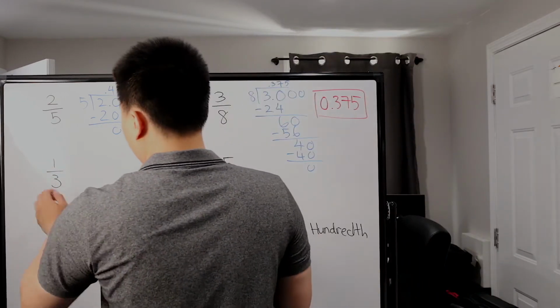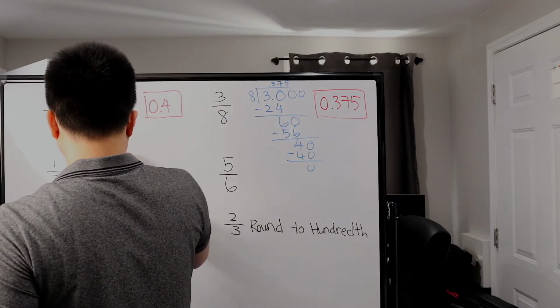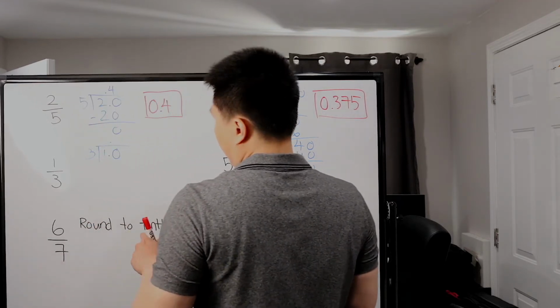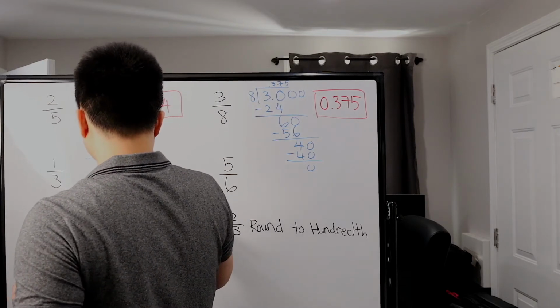Here we have 1 over 3. We have 3 on the outside, 1 on the inside. Now, 3 can't go into 1, so decimal, decimal, 0. Now it looks like a 10. 3 goes into 10 three times, which is 9. You subtract 9 and you get 1.